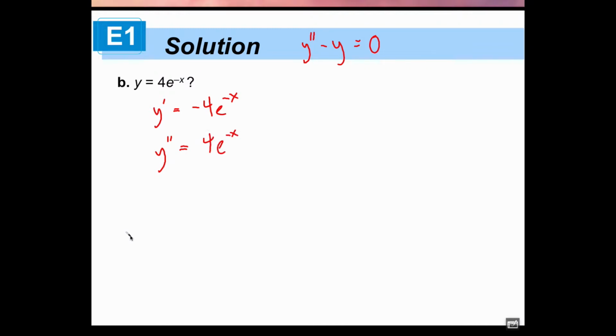Does it satisfy the conditions? Yes. 4e to the negative x minus 4e to the negative x. Does that equal 0? Yep. So it satisfies the differential equation. And then one more.